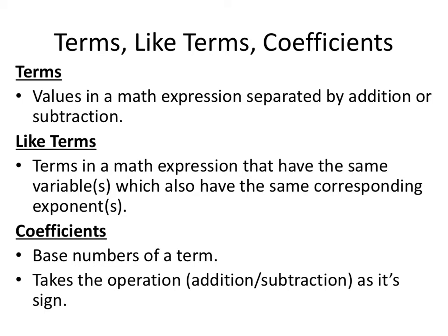So coefficients, a coefficient, the base numbers of a term. Oh, it's just a number. And it takes the operation as its sign. A coefficient is a number multiplied by a letter. Base numbers of a term, I'd have to think about that a little bit more, but I would say more that it's a number that's being multiplied by a letter.